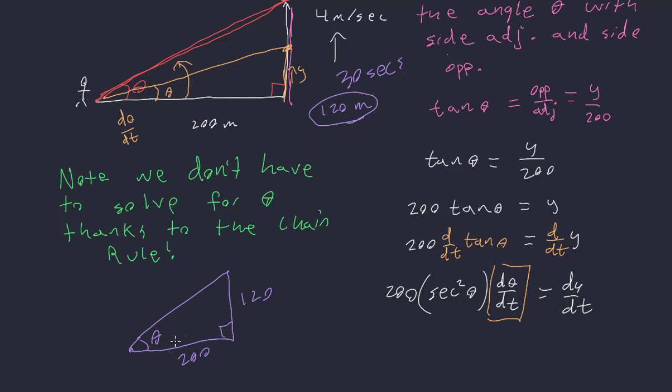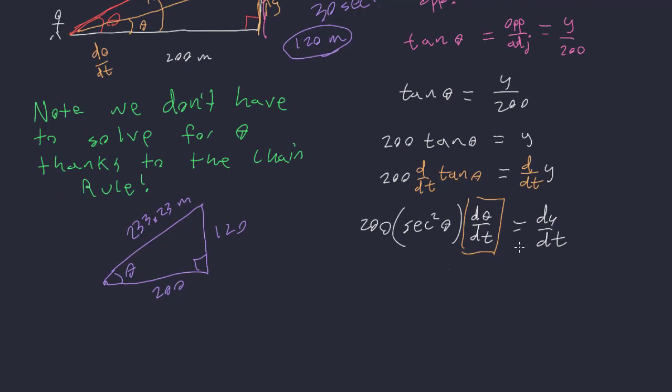To get that missing piece, we can use the Pythagorean theorem, which won't come out to be something even, but it's about 233.23 meters, let's say. And so secant is the reverse of cosine. So instead of adjacent over hypotenuse, it's going to be hypotenuse over adjacent. So it's going to be 233.23 over 200. And we're going to square that.